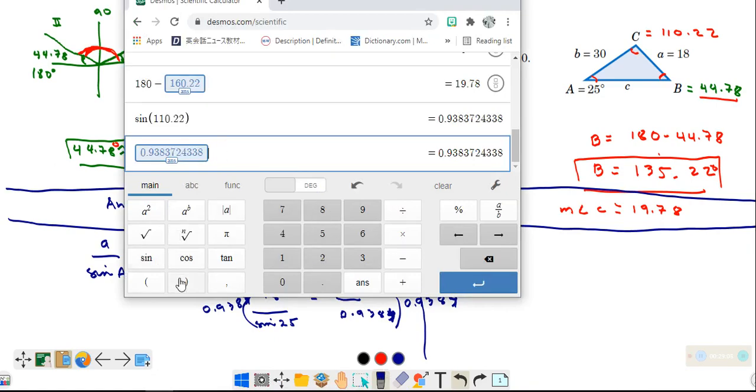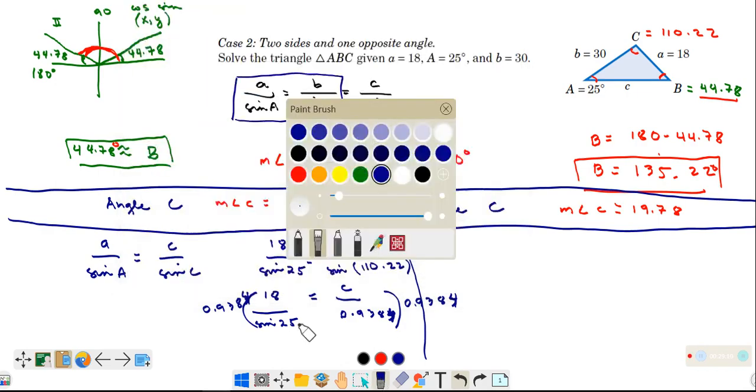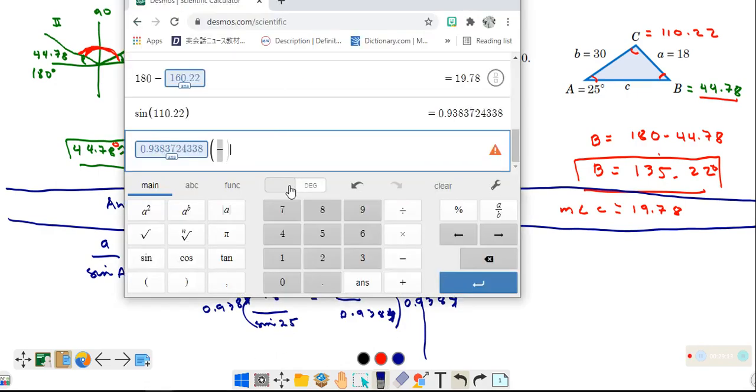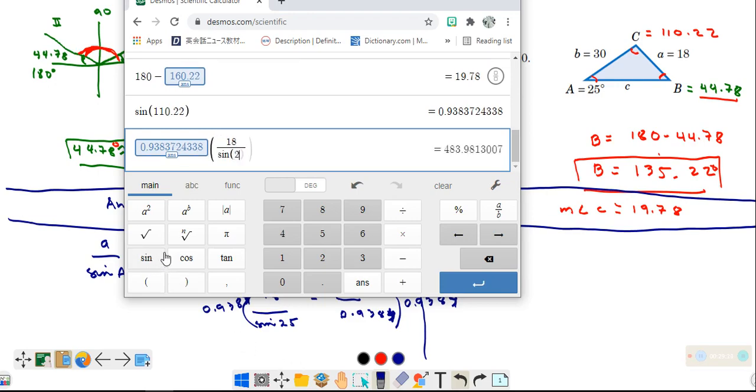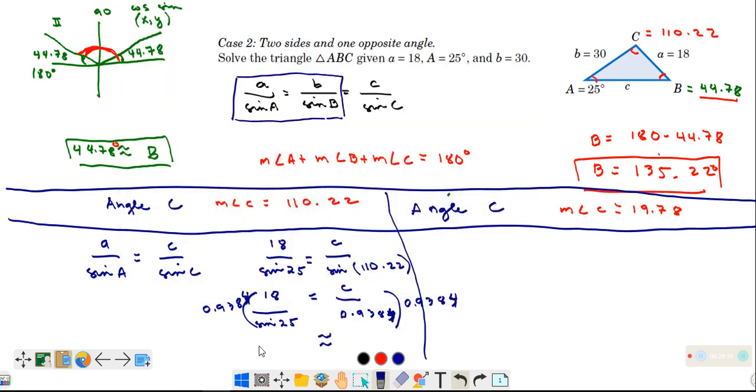Answer times, so open parenthesis, lagay tayo ng fraction. Ang nasa taas ay 18. Ang nasa baba ay sine 25. So, we can expect that the missing side is 39.97. So, this is 39.97 is equal to C.